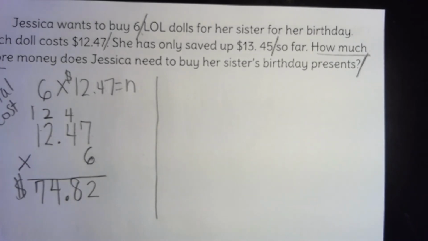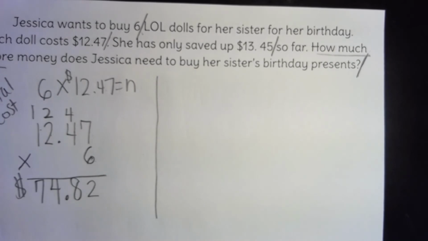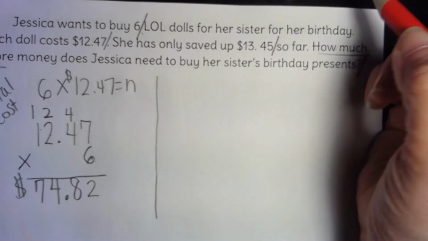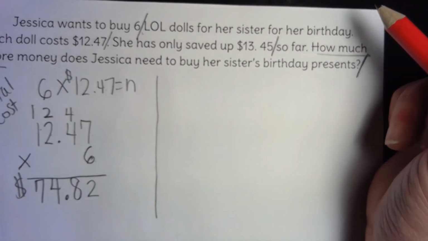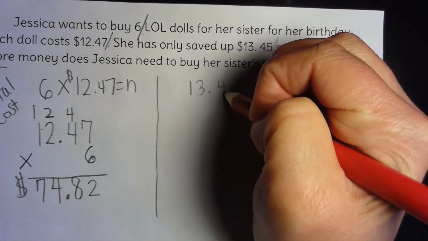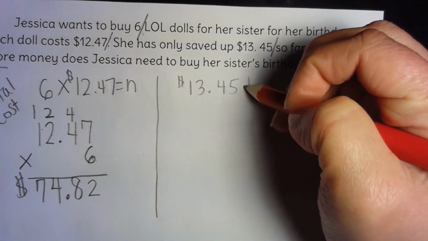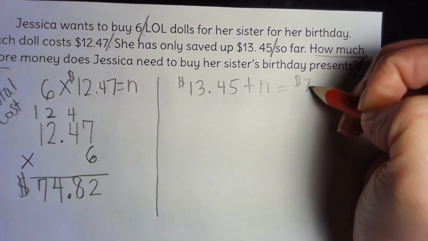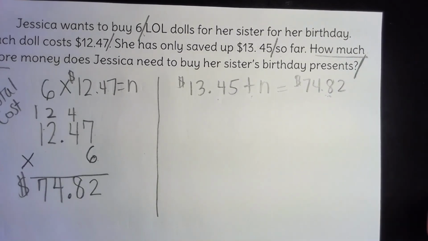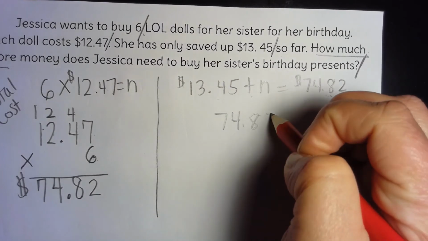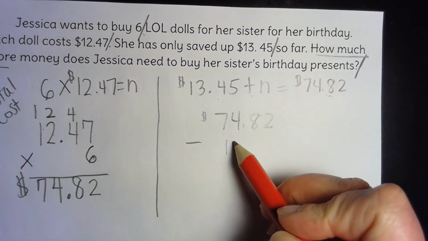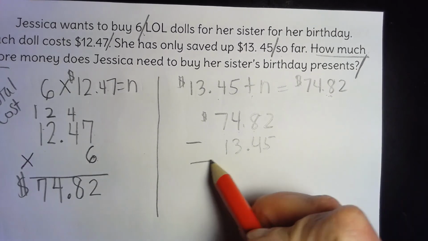That's the amount she has to have ready when she goes to the store. Okay? So now, what we also know is that she has some money saved. How much money does she have saved? $13.45. She doesn't have enough. So now we need to figure out how much more does she need. If we were writing an equation, basically we're saying, here's what she has. How much more does she need to add to it to get to this number? So what do we do? Subtract. So we're going to do 74.82 minus 13.45.